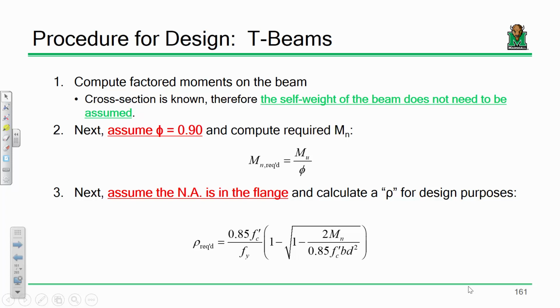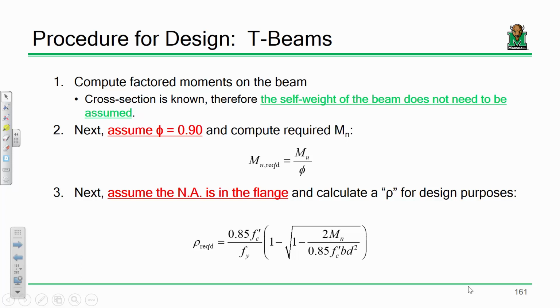I know I threw a lot out at you. Let's break it down and develop a procedure. Step one, anytime you're doing a beam design problem, the first thing you'll need to do is determine your moments. If you have a cross-section that's known, you don't need to assume the self-weight. Once you determine your moments, they should be good. The second thing you'll need to do is assume that phi is 0.9, and compute Mn.